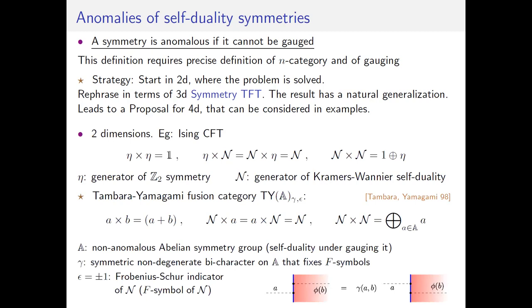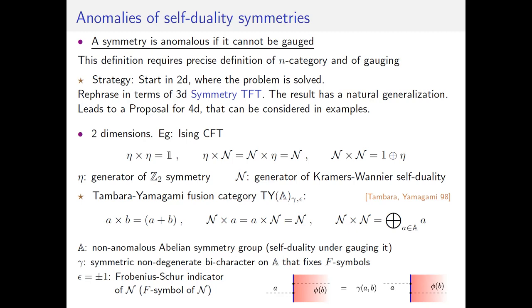So very quickly, one starts in two dimensions with a theory which has a self-duality. And the basic example is the Ising CFT. This is a theory that has a Z2 symmetry, generated by a line, but also it has Kramers-Wannier self-duality. This is self-duality under gauging of this Z2 symmetry. And this N is non-invertible because when we take the product to itself, we don't get just the identity, but we have this sum.